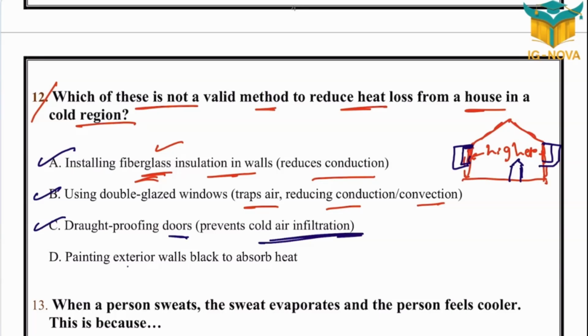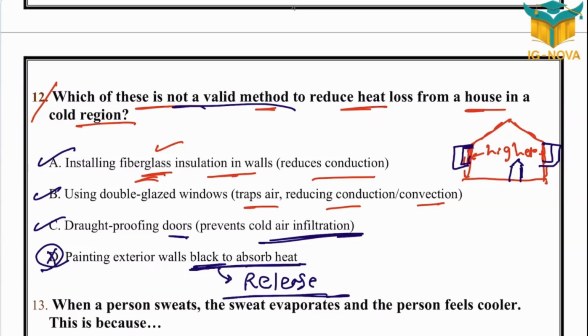For D, painting exterior walls black to absorb heat is the worst decision ever. Why? Because black can absorb heat very well, but at the same time it will release heat just as perfectly. So it cannot be D. He cannot do that. It's not a valid method to do that.